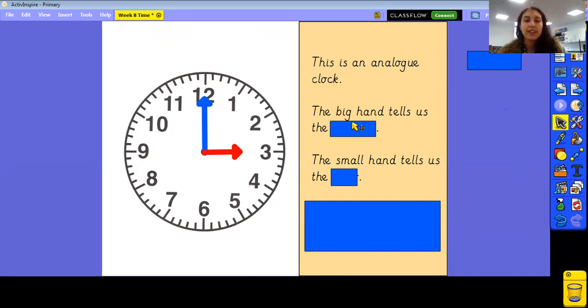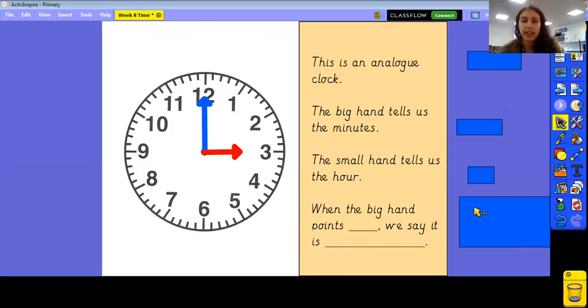Now the big hand tells us what does this big hand show us? Which measurement of time? Well done if you said the big hand tells us the minutes. So the big hand tells us the minutes, the small hand tells us the hours. Well done. So now, let's finish these sentences. When the big hand points straight up over the 12, what time do we say it is? We say it is o'clock. Well done if you said o'clock.